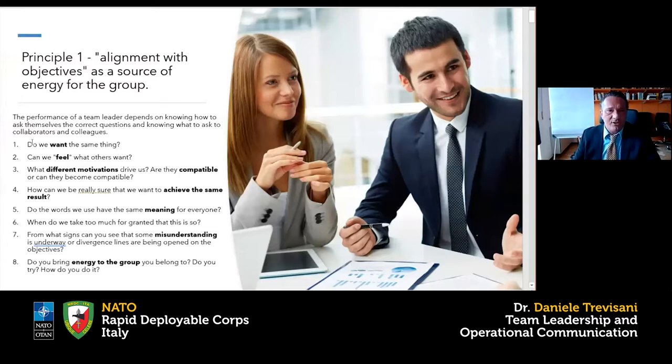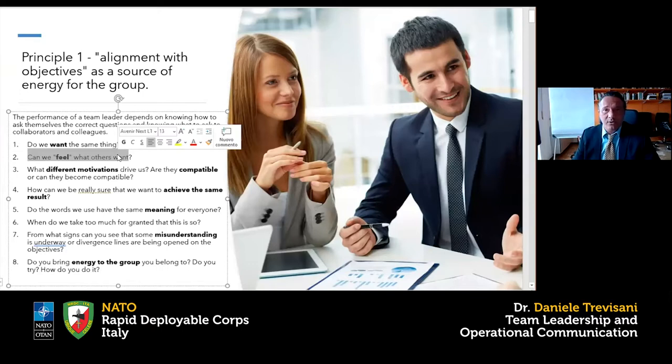For example, on the team, do we want the same thing? Are we really sure that we want the same objective? Very often there are hidden objectives that are mining the energy of the group. Then, can we feel what other people want? Are we able to feel? The feeling area has to do with emotional leadership. And emotional leadership is one of the hottest topics nowadays for improving team effectiveness.